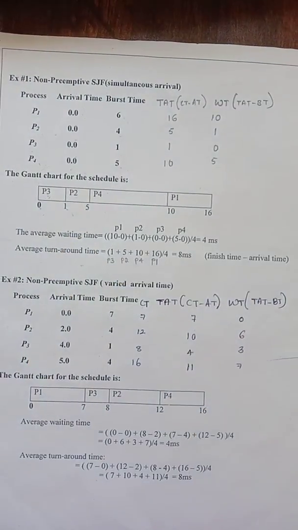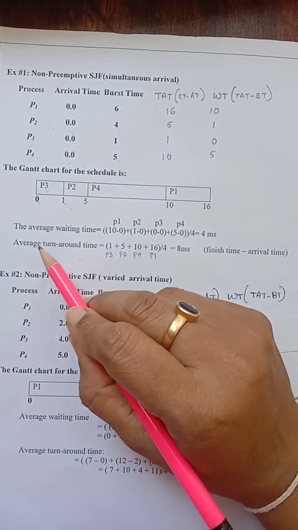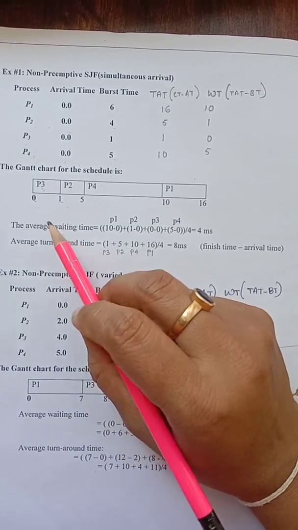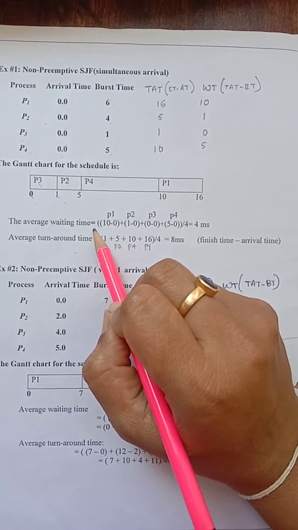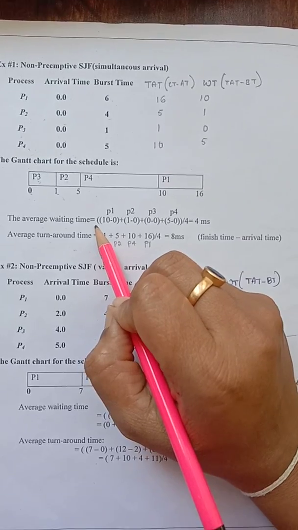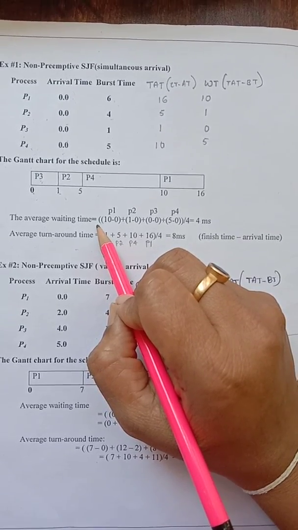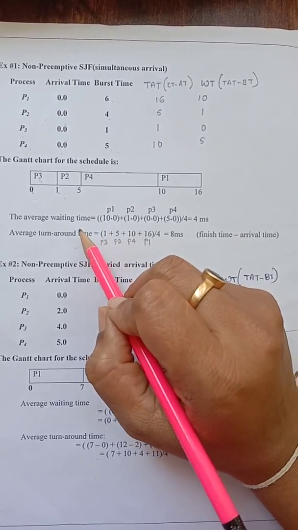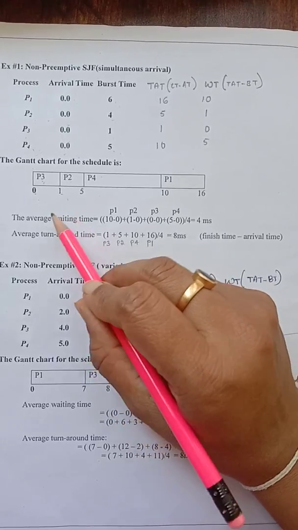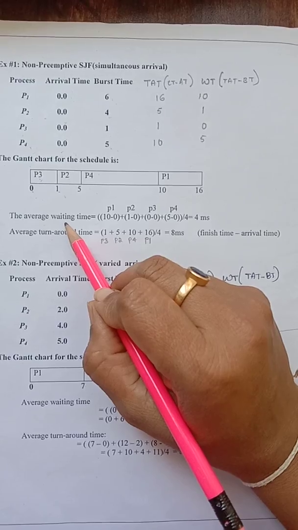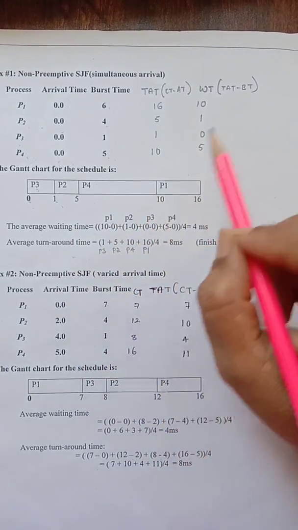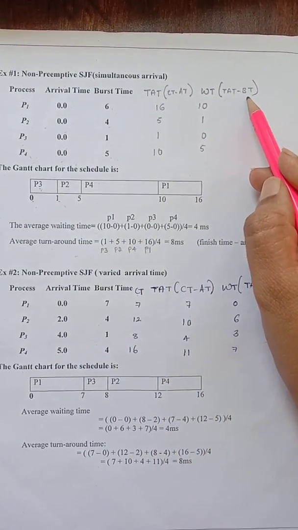Now we need to check the average waiting time and the average turnaround time. We all know that the waiting time is the overall time spent in the ready queue. Once it has arrived, how long it waits in the ready queue, that is the waiting time. To get that easily, the waiting time is simply the TAT minus the burst time.